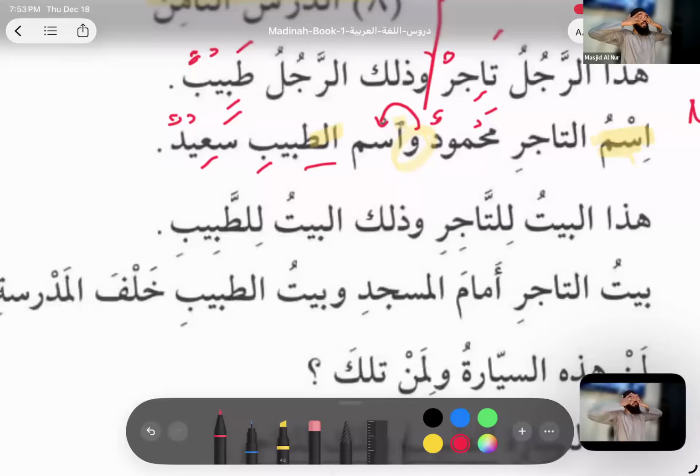صح. هذا البيت للتاجر. First part, second part. صح. Now read it. Translate it for me. This is the merchant's house. This is the merchant's house. That's a good translation. Yeah, not bad. Yes, good. That is the doctor's house. Yes, that is the doctor's house.